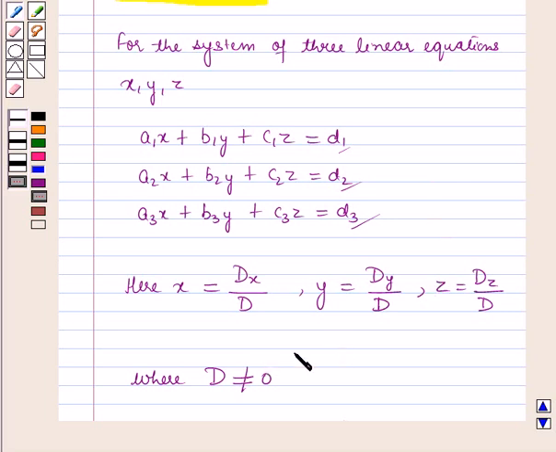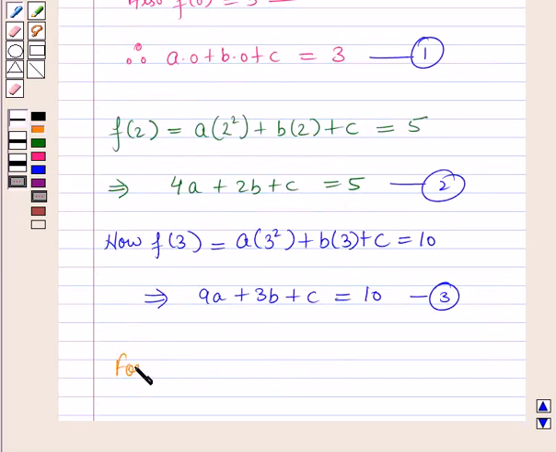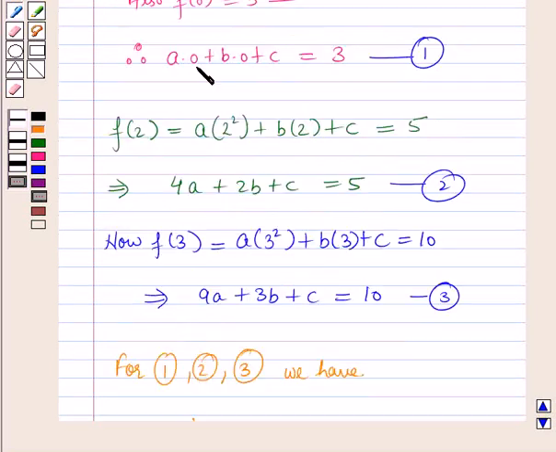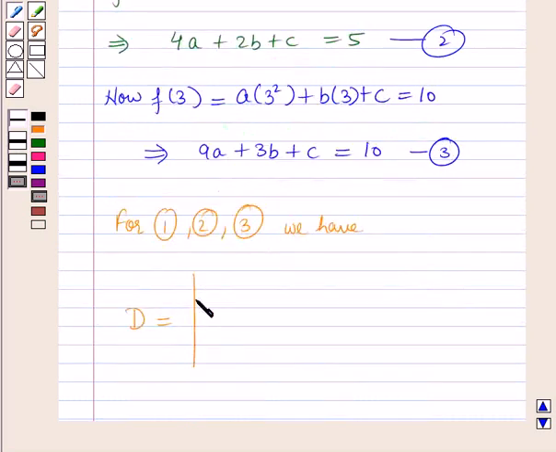Now using the result which is given in the key idea, for equations 1, 2 and 3, we have determinant D is equal to the determinant with the elements in the first row as A1, B1, C1. Now here A1 is 0, B1 is 0 and C1 is 1. So this will be the determinant with the elements in the first row as 0, 0, 1 and the elements in the second row as A2 which is 4, B2 which is 2 and C2 which is 1 here. And the elements in the third row as A3 that is 9, B3 that is 3 and C3 which is 1.